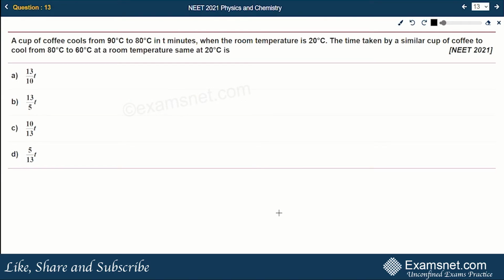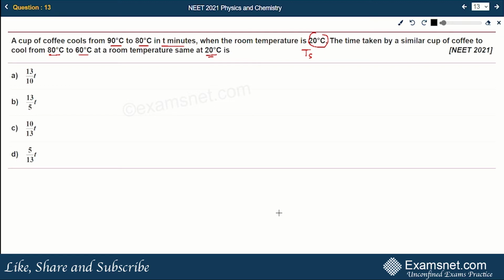Okay, so question number 13 is from the chapter Thermal Properties of Matter, and the question is: a cup of coffee cools from 90 degrees Celsius to 80 degrees Celsius in T minutes when the room temperature is 20 degrees Celsius. So this is the temperature of the surrounding, that is Ts. The time taken by a similar cup of coffee to cool from 80 degrees Celsius to 60 degrees Celsius at the same room temperature, that is 20 degrees Celsius, is.